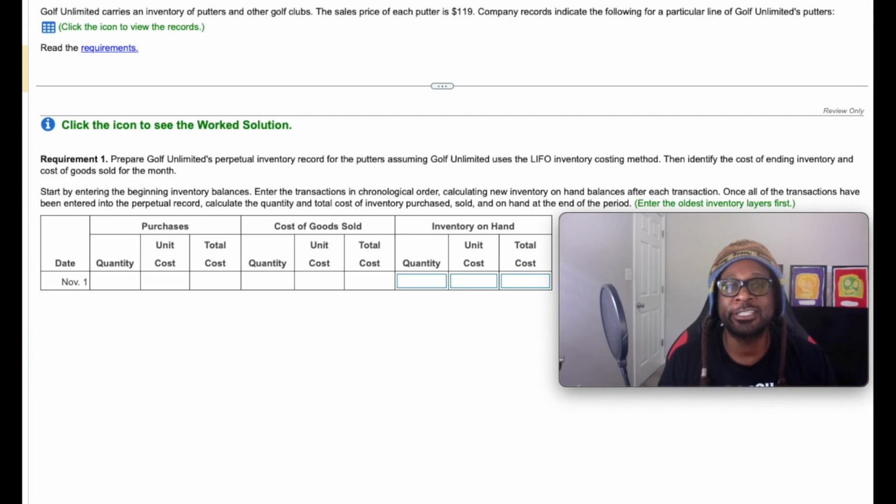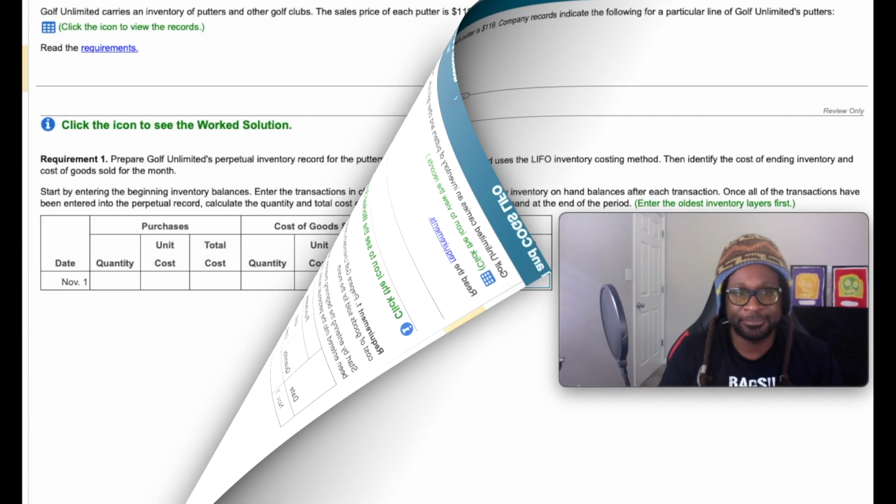Today we're going to take a look at a walkthrough problem on how to properly measure and journalize transactions based on the LIFO method. If you're unfamiliar with the LIFO method, don't fret gang, I will drop a link to get you up to speed in no time. With that being said, let's get it.